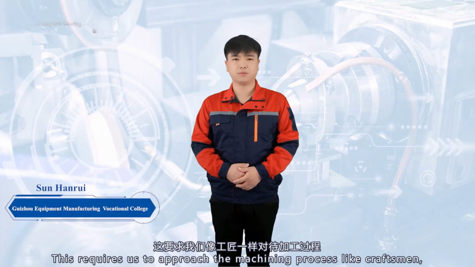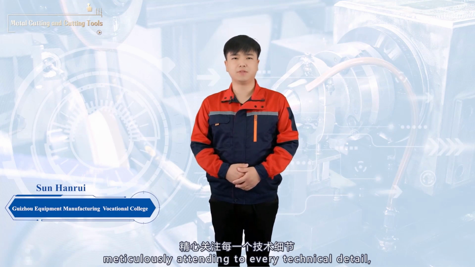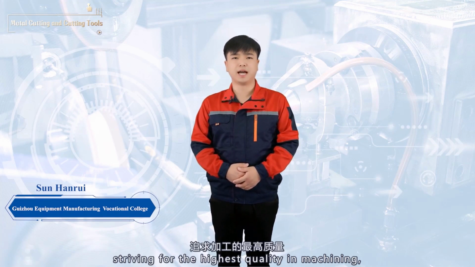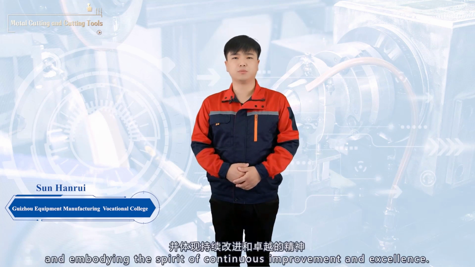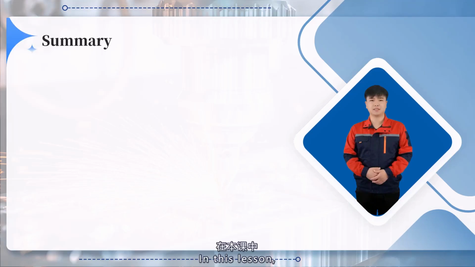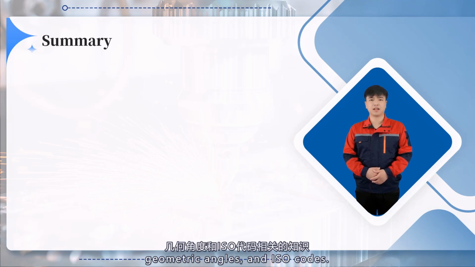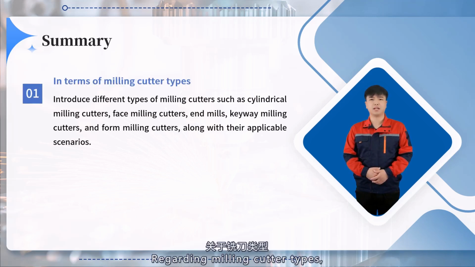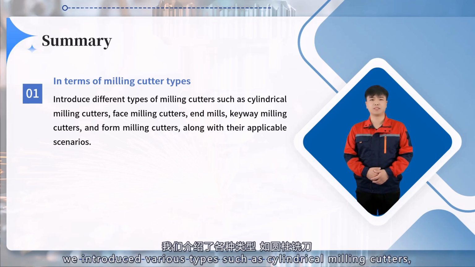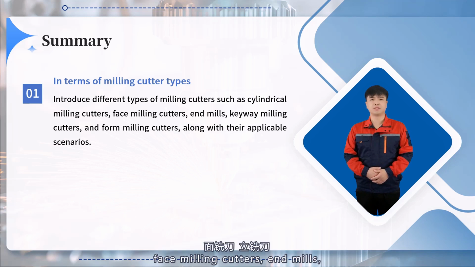This requires us to approach the machining process like craftsmen, meticulously attending to every technical detail, striving for the highest quality in machining, and embodying the spirit of continuous improvement and excellence. In this lesson, we primarily covered the knowledge related to milling cutter types, geometric angles, and ISO codes. Regarding milling cutter types, we introduced various types such as cylindrical milling cutters, face milling cutters, end mills, keyway milling cutters, and form milling cutters, along with their applicable scenarios.